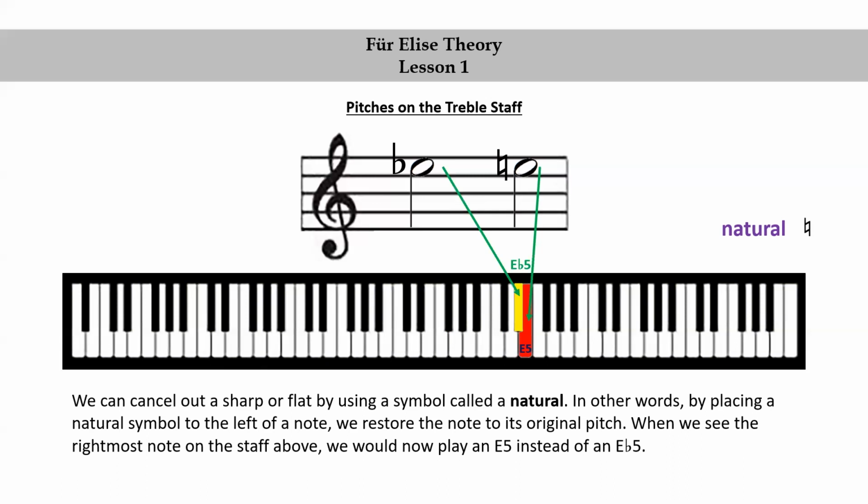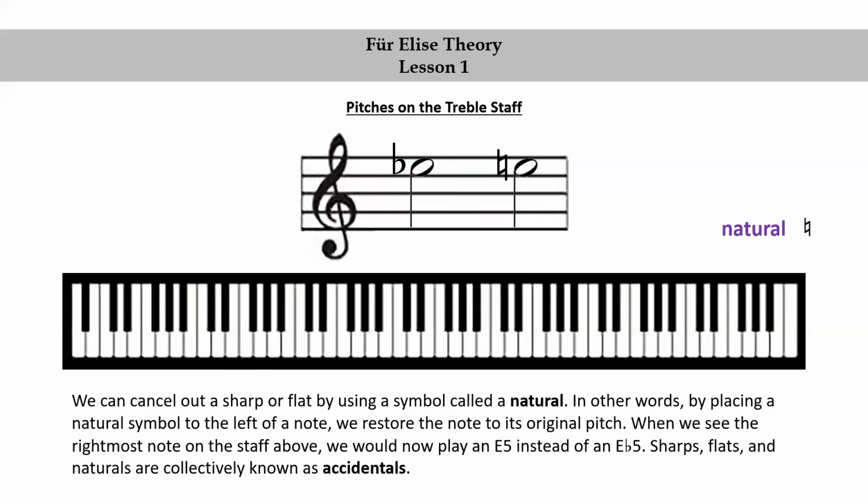Okay, so the leftmost note is an E flat 5 because of the flat symbol, and the rightmost note is now an E5 because of the natural symbol to the left of it. Sharps, flats, and naturals are collectively known as accidentals.